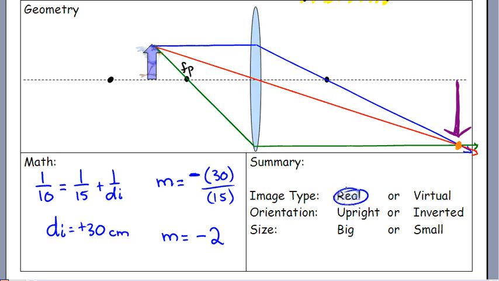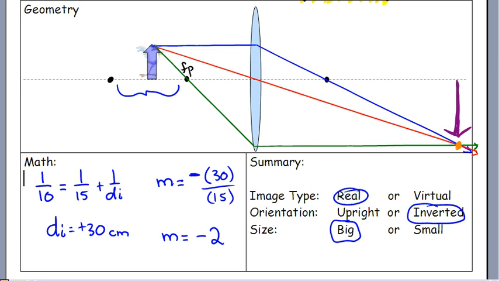And yeah, the diagram shows me it really did converge. It is inverted because of the negative magnification, and it's big because the magnification is a 2. Okay, that's what happens when you're in this zone right in here between 1 and 2 focal lengths out. Let's do 2 more. Okay, just 2 more.